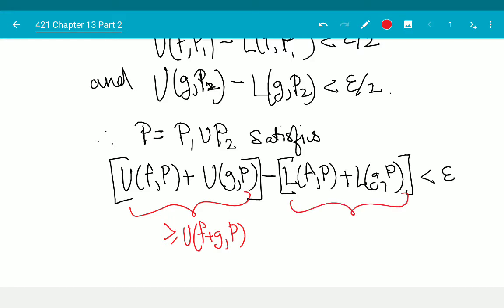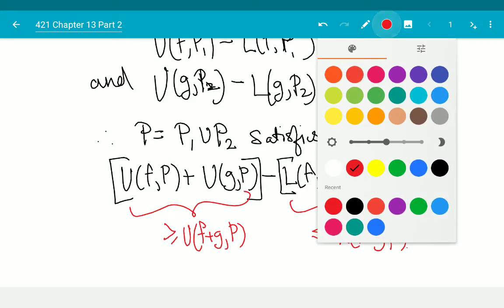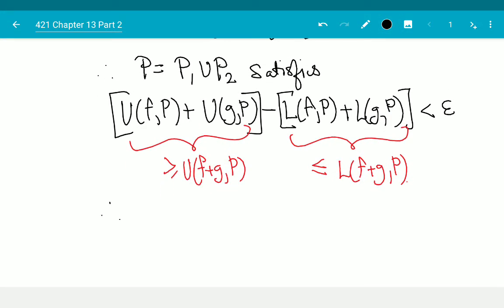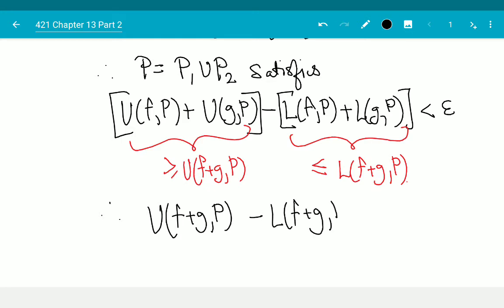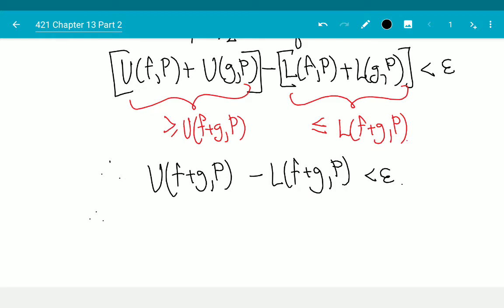This is smaller than or equal to L(f+g,P), and therefore that means U(f+g,P) minus L(f+g,P) is smaller than epsilon, given any epsilon. Therefore, f plus g is integrable on a to b.